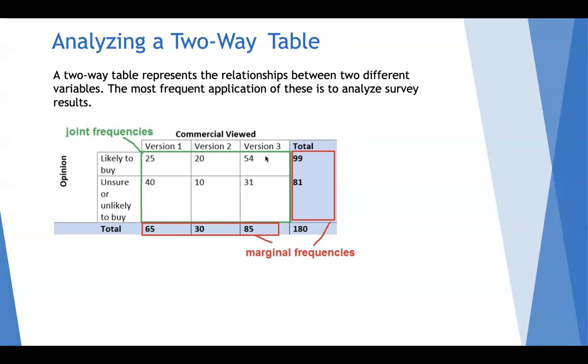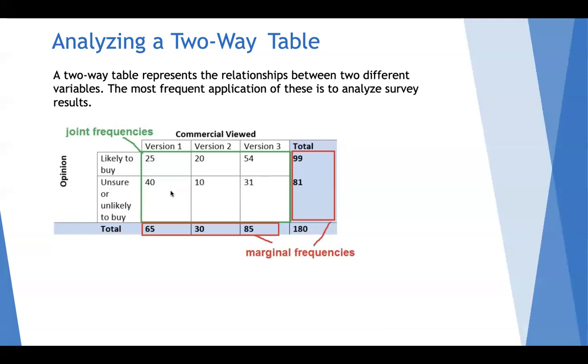There's two important terms to note on the slide, which are joint frequency and marginal frequency. Joint frequency represents how many times a combination of two conditions happens. So it's literally where the two conditions join together or intersect. For example, if we look at this first square that has the 25 in it, this is the quote unquote joining of likely to buy in version 1. So this point tells us that there were 25 respondents who were likely to buy the product after viewing version 1 of the commercial. The same logic can be applied to any of these 6 counts. All 6 of these represent joint frequencies.